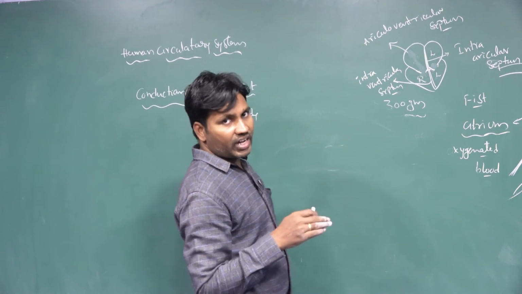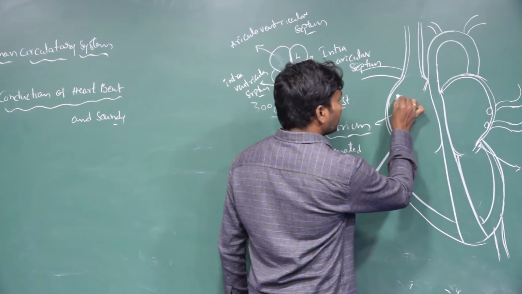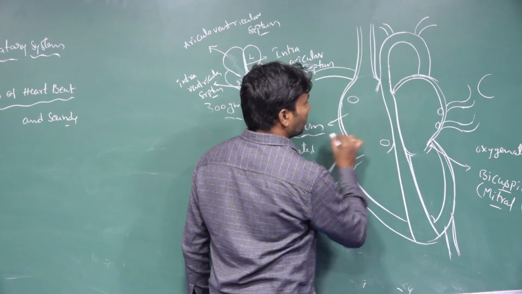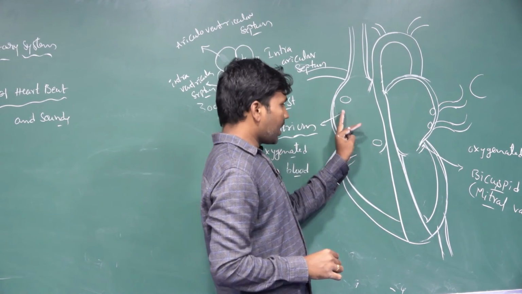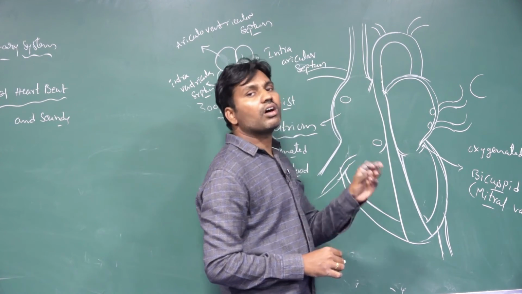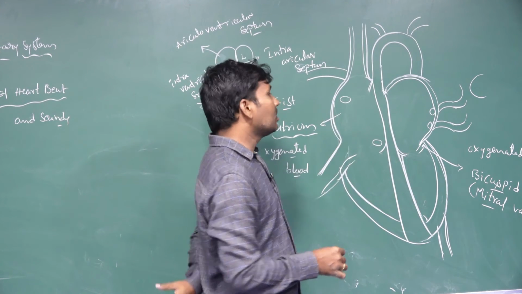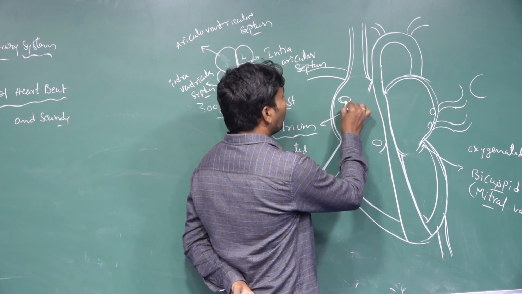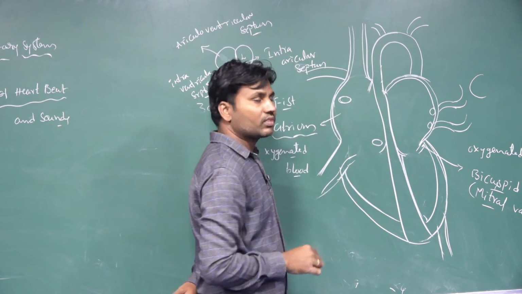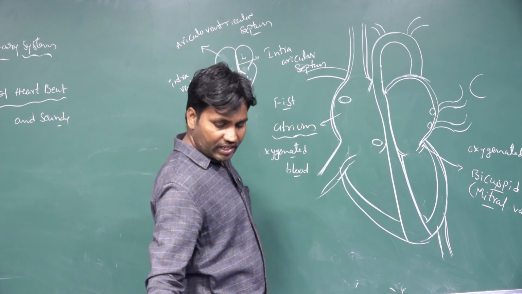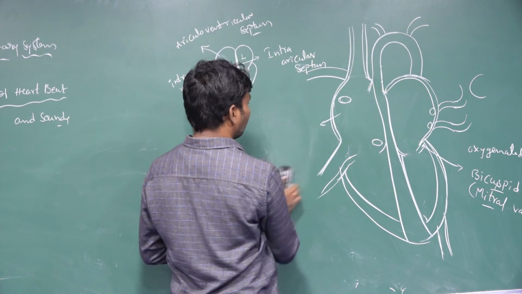How do contraction and relaxation occur? In the case of the heart, the heart contracts and relaxes autonomously, on its own. For that, the heart itself has nodal tissues. So what are these nodal tissues and where are they present in the heart structure?